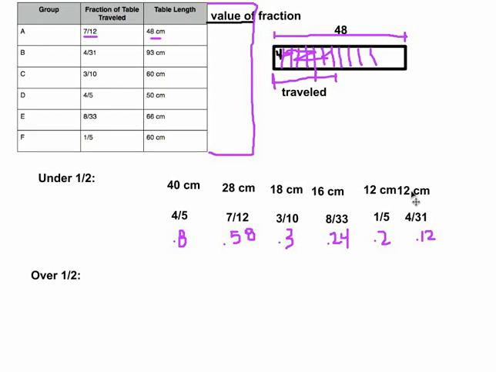What will be interesting to see is if, when you organize your fractions from greatest to least, you get the same order when you organize the value of the fraction from greatest to least. Because if you had a worm that traveled 40 centimeters, if this one was at a really big table, let's say this was at a table that was 120 centimeters, it still might have traveled the furthest distance, but the fraction might not be the greatest.